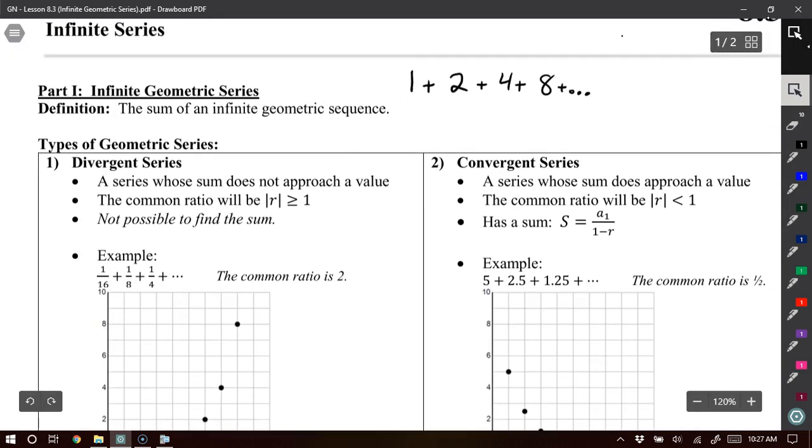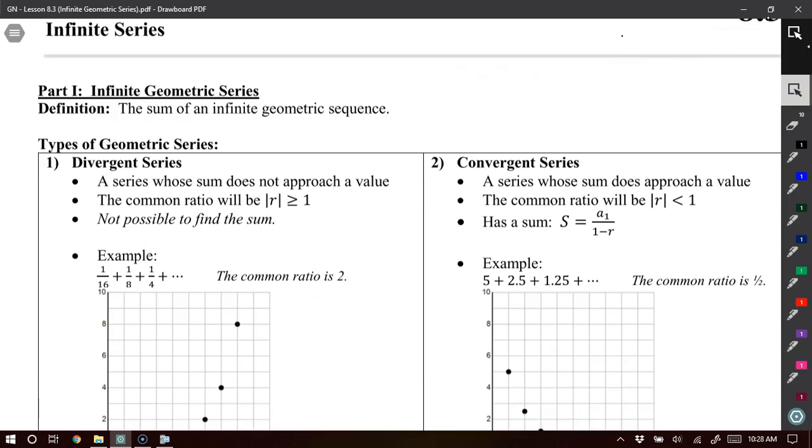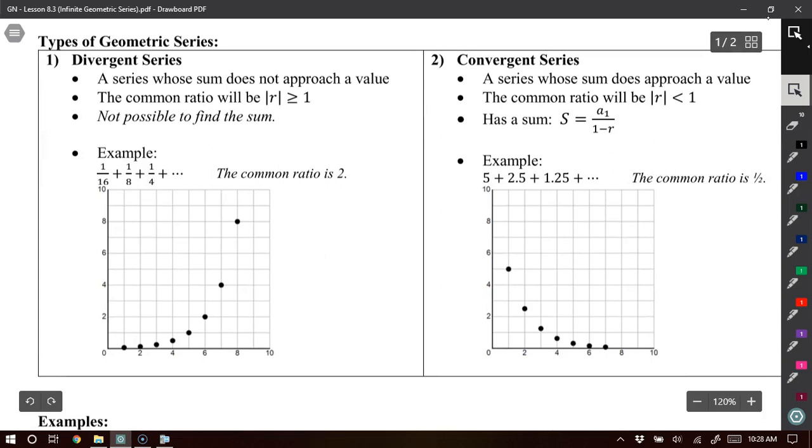Now in this case, there are two types of infinite geometric series. There is a divergent series and there is a convergent series. And it's actually what those words mean. If you diverge, it spreads far, far, far away. And so a divergent series is a series whose sum does not approach a value. The common ratio, the absolute value of it, is going to be greater than or equal to 1.